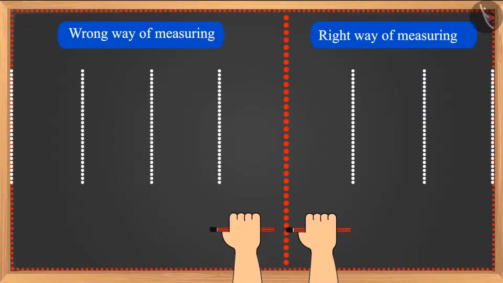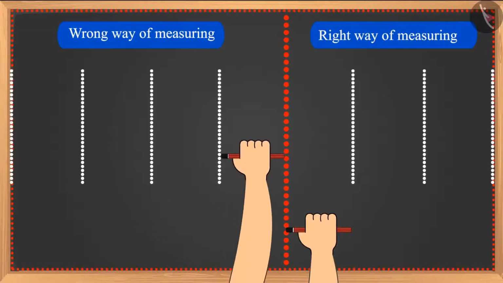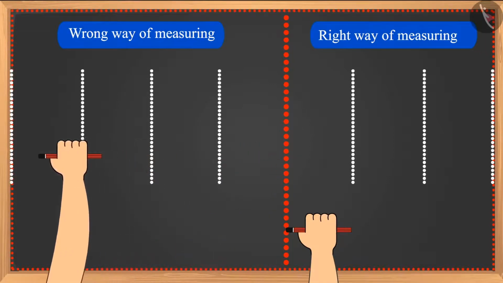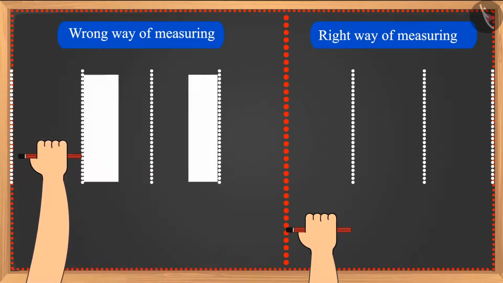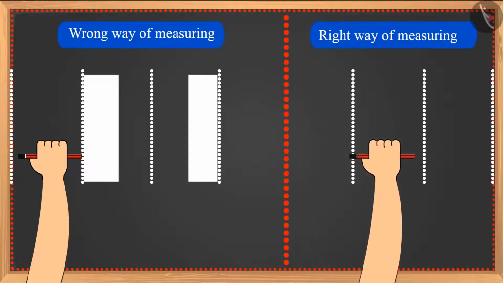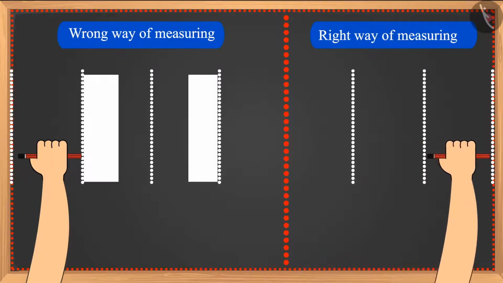So children, did you see what mistake Chotu made? He left spaces between 2 pencils while taking measures with the pencil. That means Chotu did not measure the leftover space. So Chotu did not measure the entire length. We should measure without leaving any blank space while measuring.